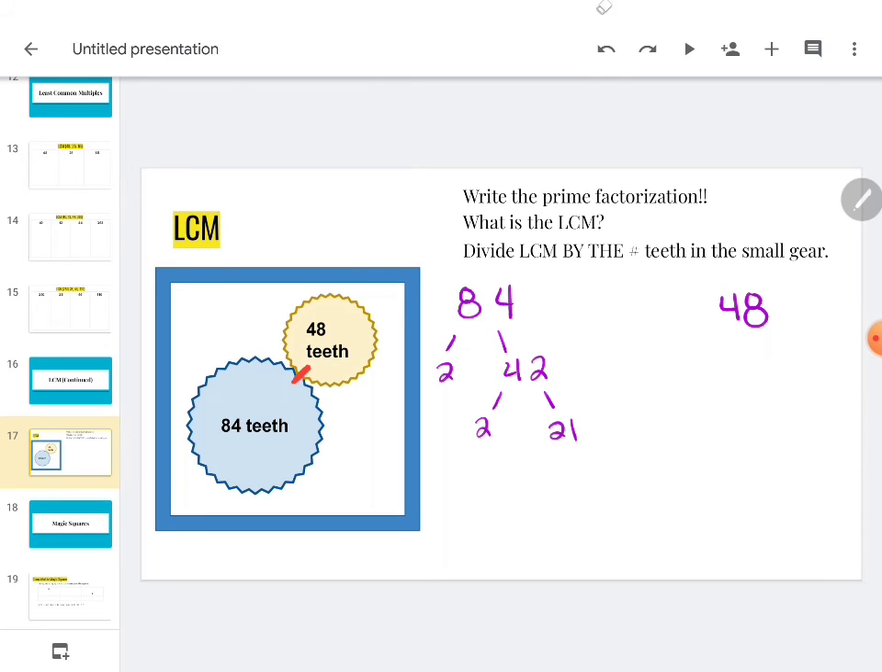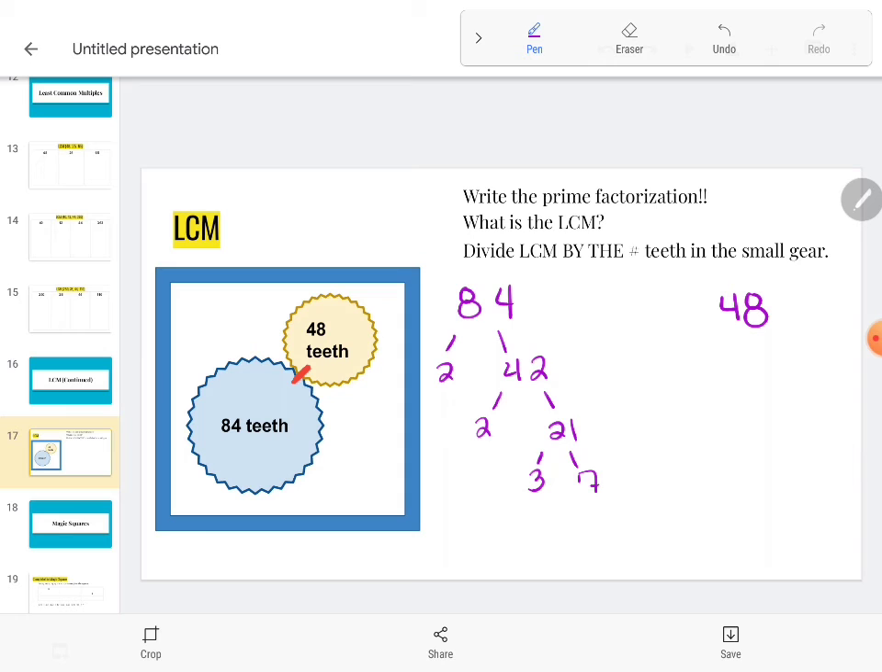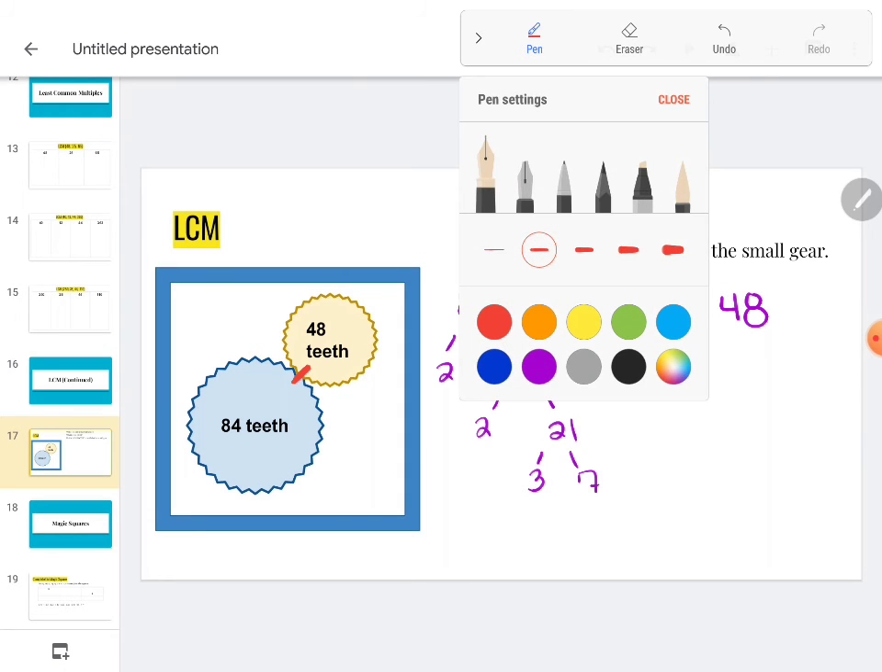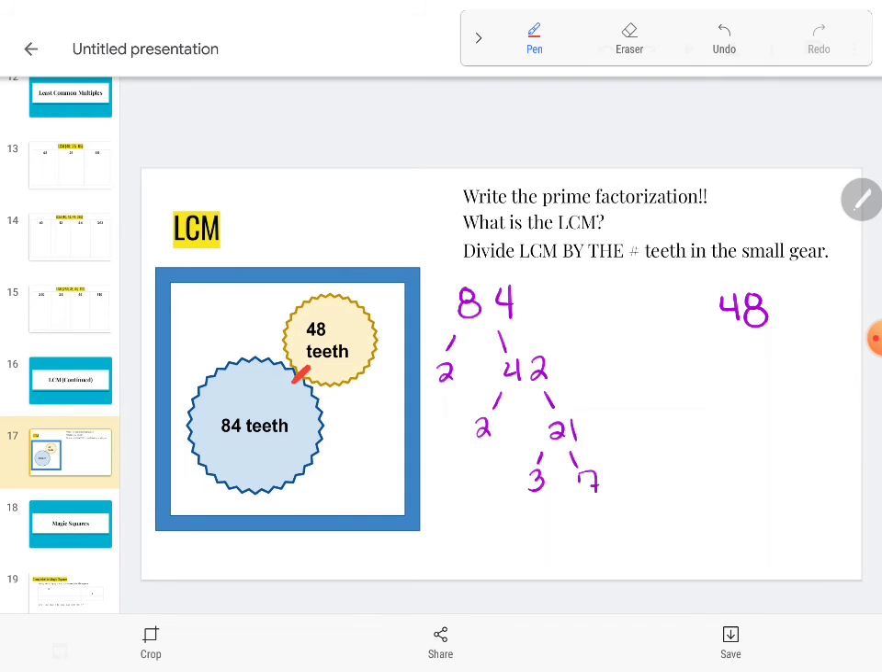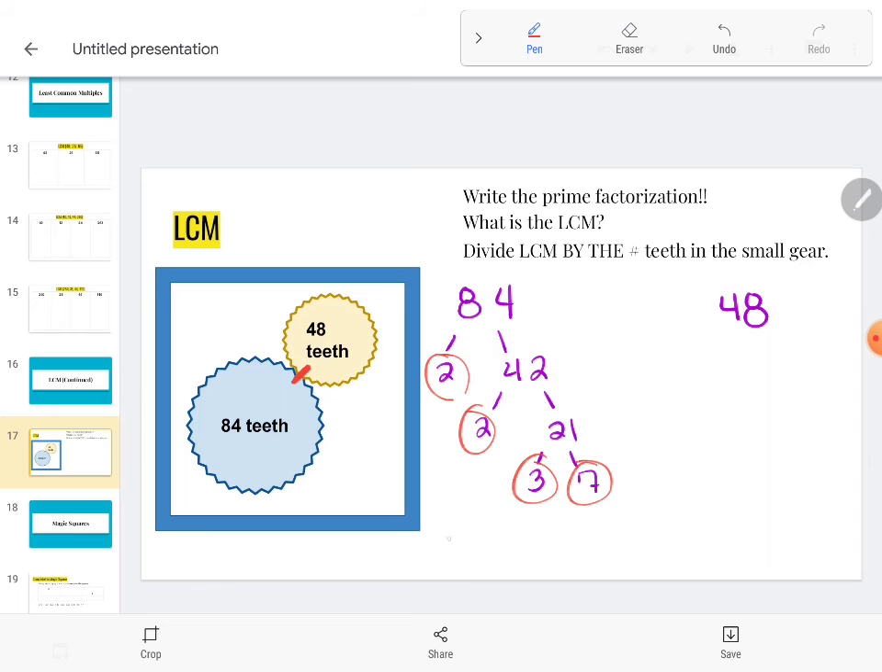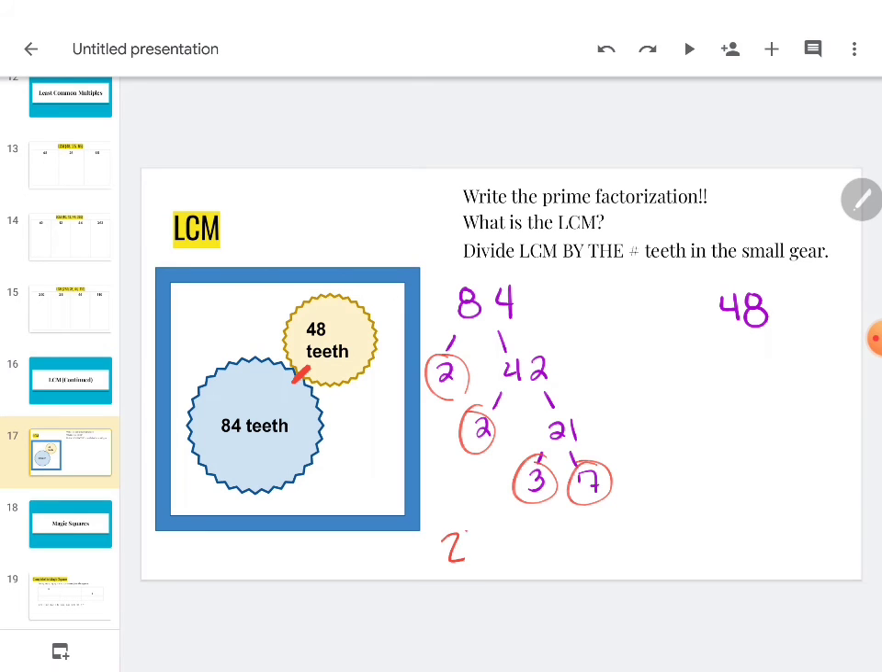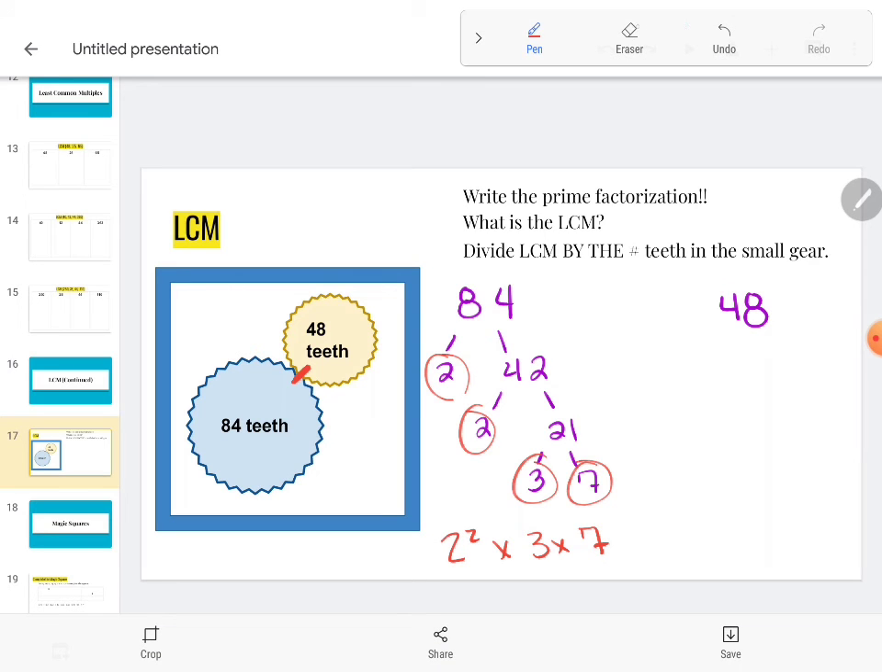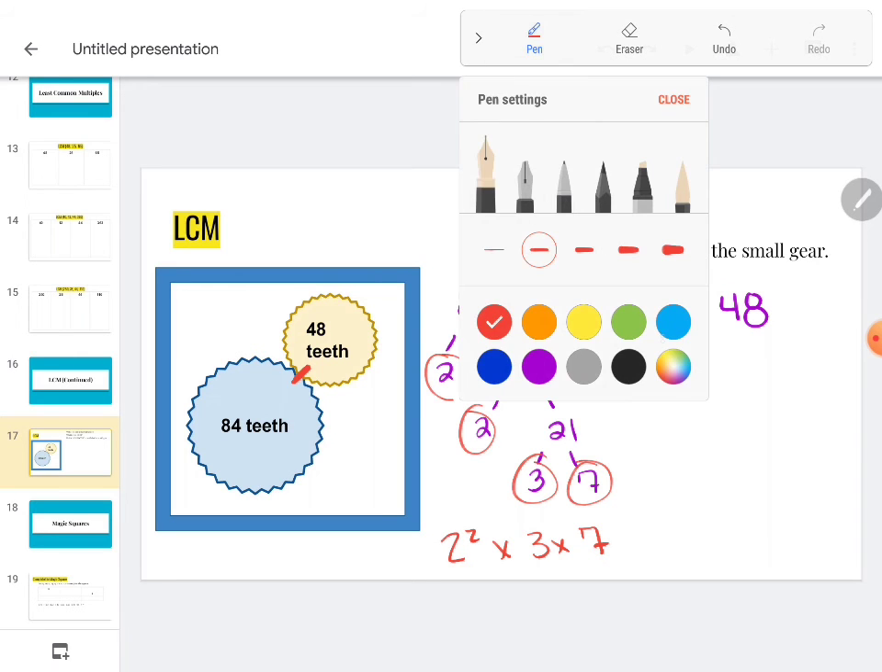Therefore, we can put 3, and 21 divided by 3 will be 7. And now all we need to do is write our final problem. Since no other numbers can be broken down, we have our 2, our 2, our 3, and our 7. Since we have multiple 2's, we can put 2 to the second power times 3 times 7. And that'll be our first part of our problem.